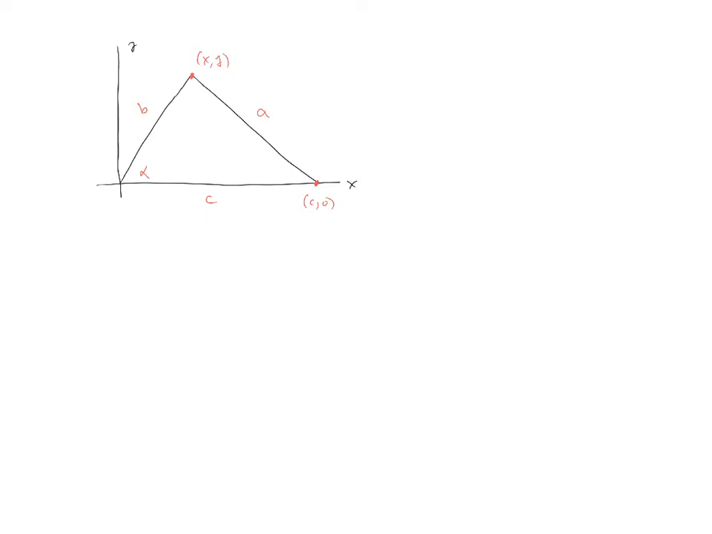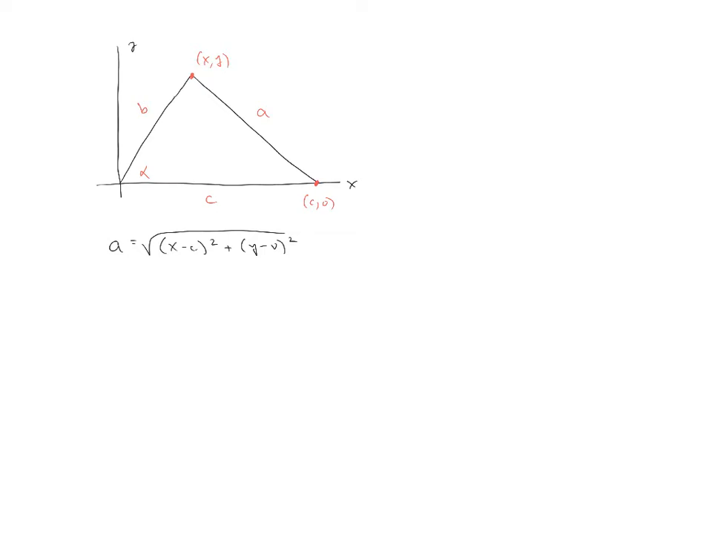Now, one of the goals of solving a triangle is obviously to figure out what A is. If I wanted to figure out what A is, I could just use a distance formula between the point (x, y) and the point (c, 0). So the distance formula says that A equals the square root of (x minus c) squared plus (y minus 0) squared. Now, big picture, I don't want to be dependent upon x and y.